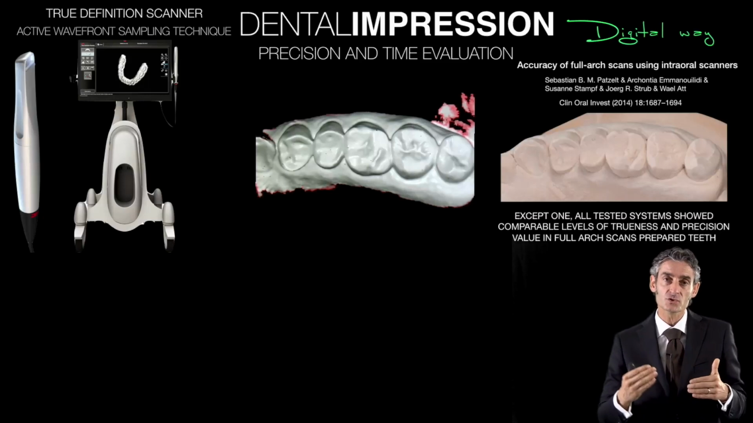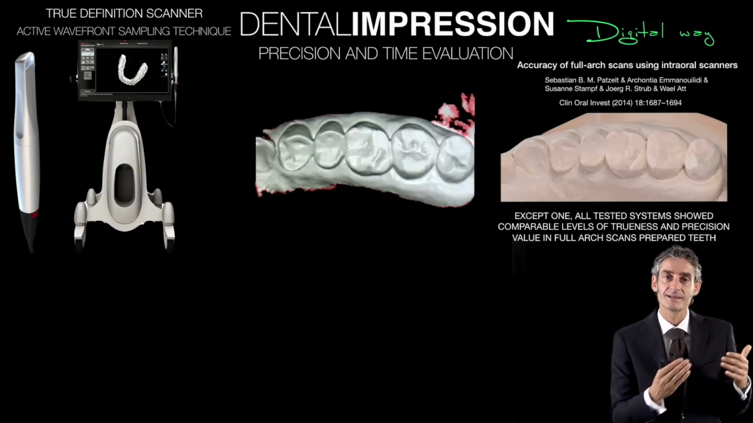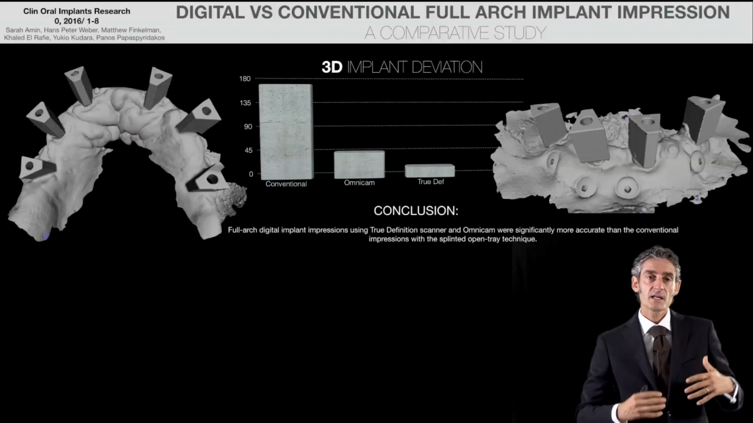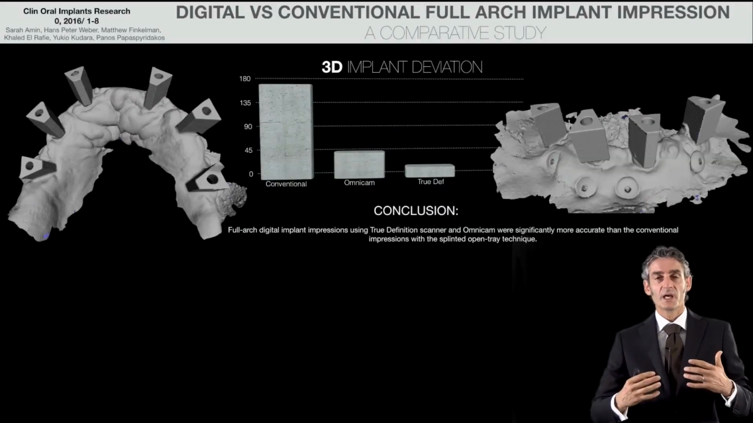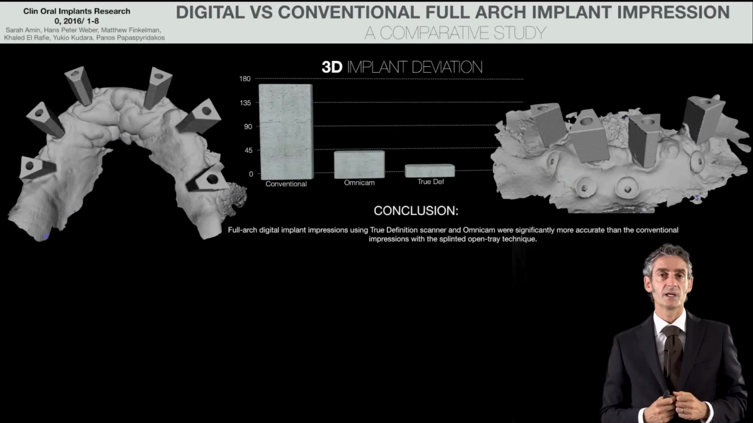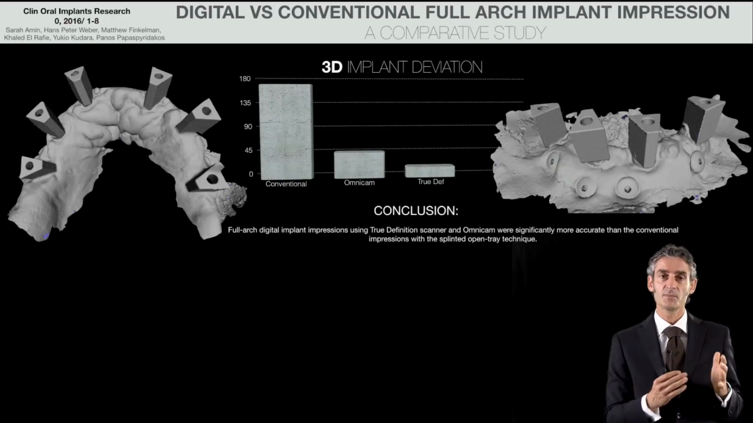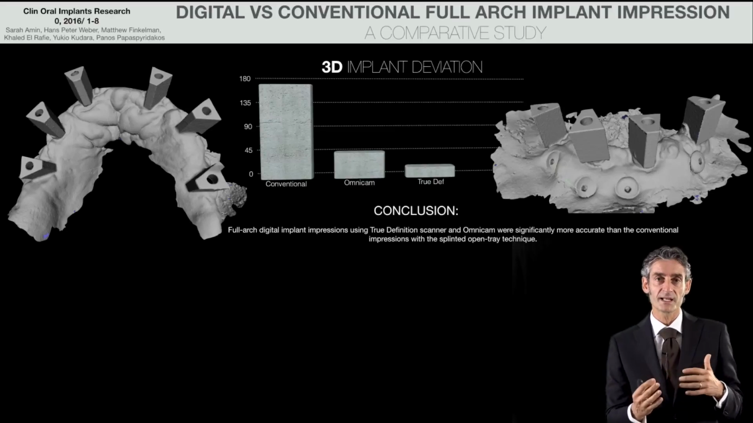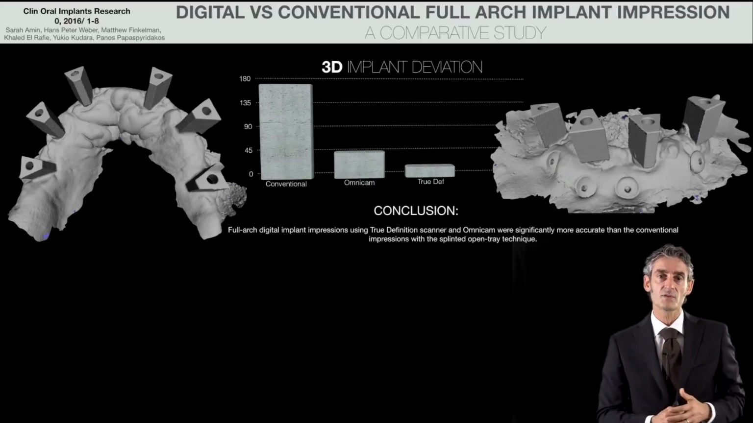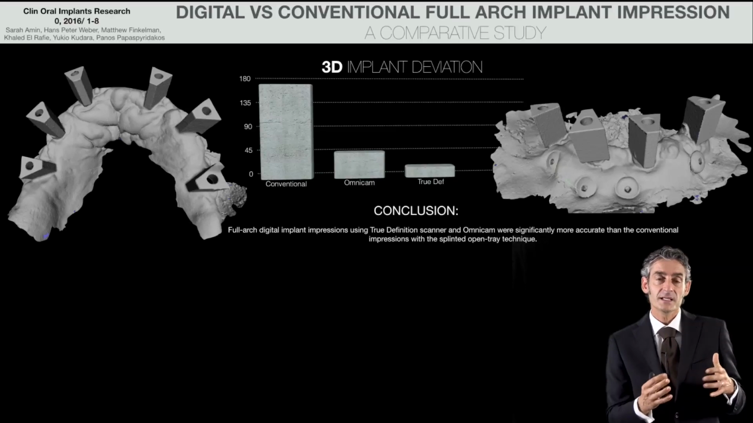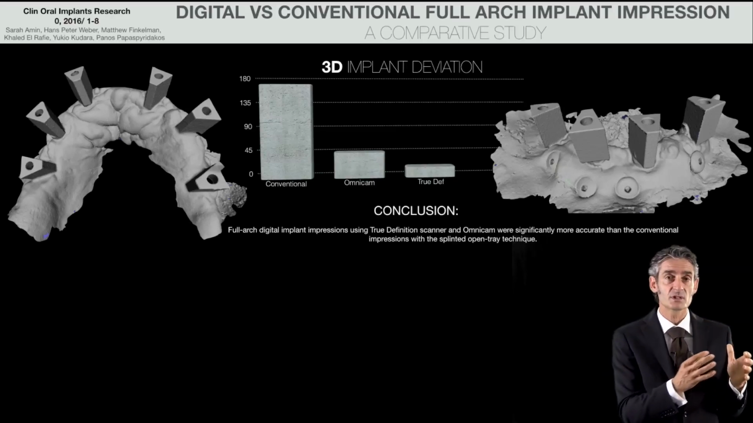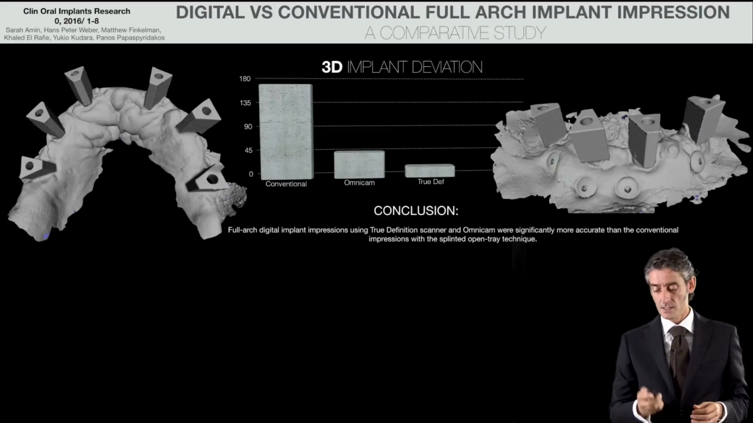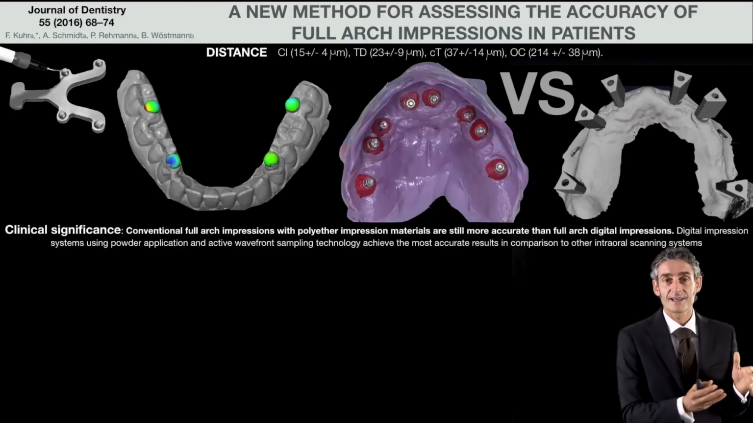So we will see later also, if we speak about timing, that the digital path will be much faster than the traditional one. And then as soon as we start to evaluate the literature a little bit, we understand that sometimes it's not clear. There are beautiful articles that try to explain a little better digital versus conventional full arch impression, and it seems in some articles that the digital impression is much more precise than the traditional one. In other articles, we have exactly the opposite.